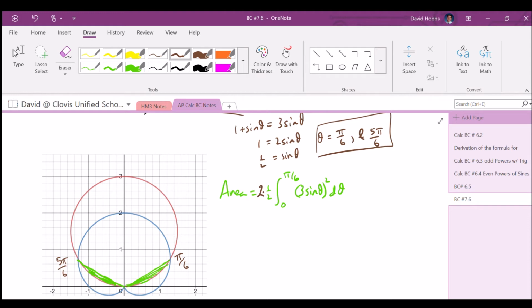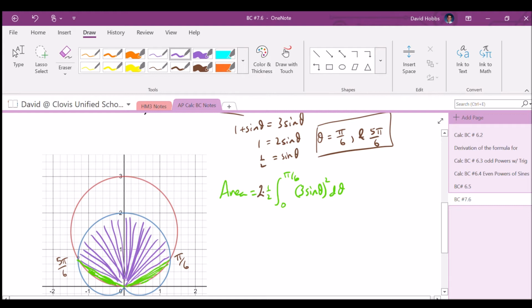Now that's obviously not the entire area that we're trying to get. We're also trying to get the bigger area, which picks up right where we left off and starts sweeping through all this. The limits of integration for that are pi over 6 to 5 pi over 6, and we're going to the curve that's the cardioid, so the cardioid is 1 plus sine theta quantity squared d theta.